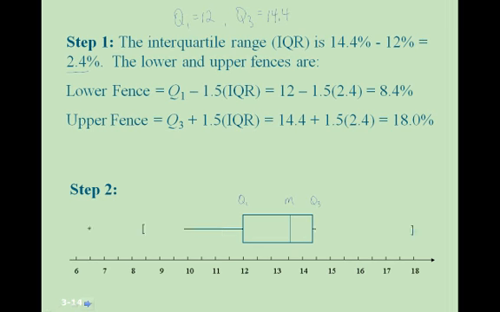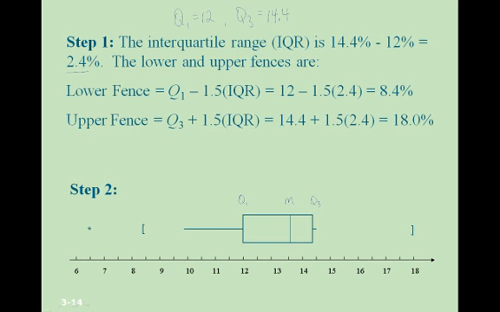Step 3, we want to label the upper and lower fences. So the lower fence was at 8.4, and we see we have our square bracket there. And the upper fence is 18.0, so we have a square bracket there.